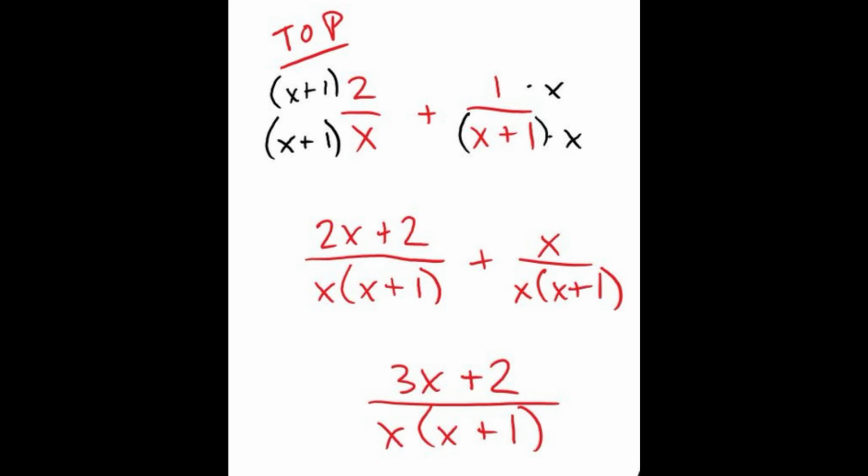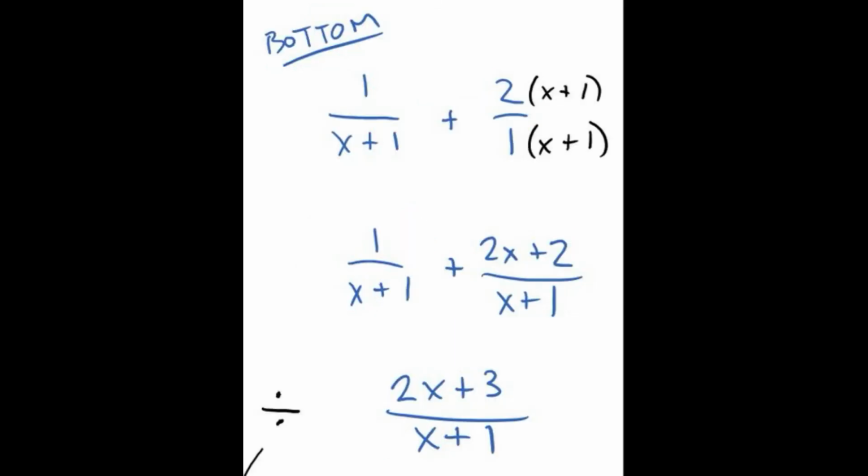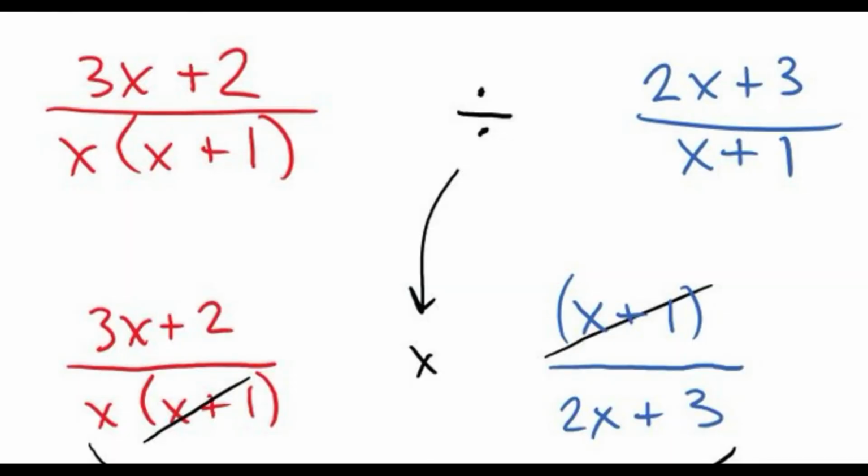Okay, I did the bottom in a similar way. I had to turn the 2 into 2 over 1. But now to make the bottoms the same, I only have to multiply the 2 over 1 by x plus 1 over x plus 1. That's what I've done here. Now the bottoms match exactly, so I add the tops, and you get 2x plus 3. So from here I have fraction divided by fraction. I wrote them sideways instead of on top of each other. I like it this way, but whatever you like, do it that way.